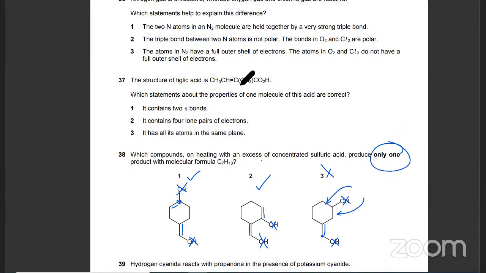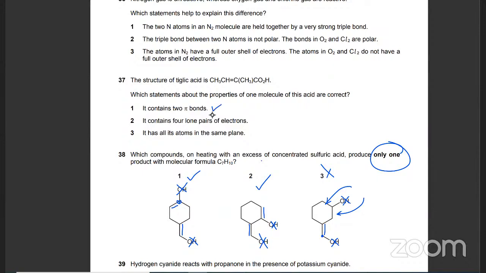The structure of the acid is this. Which statements about the properties of one molecule of this acid are correct? So it contains 2 pi bonds. Is that correct? 1 pi bond, sir.